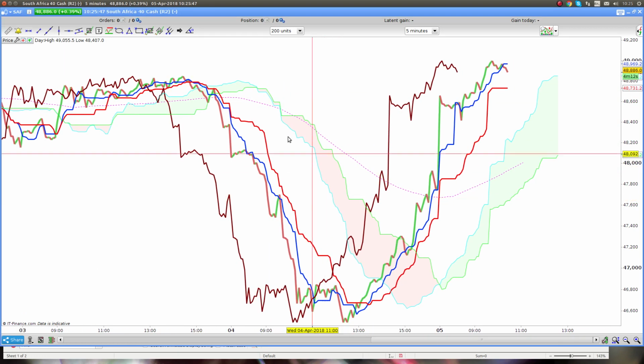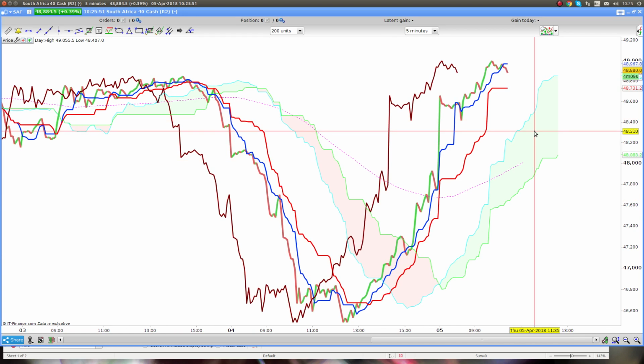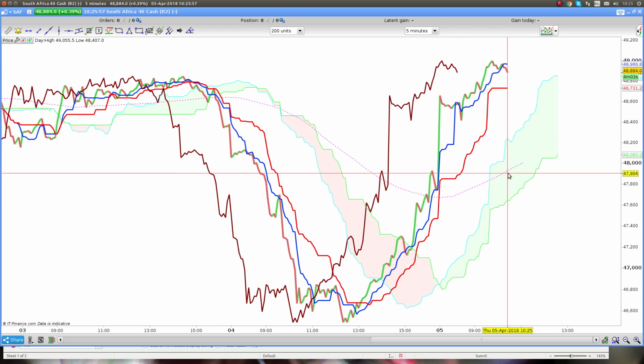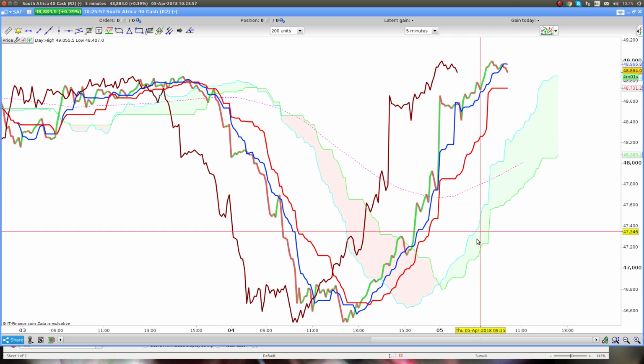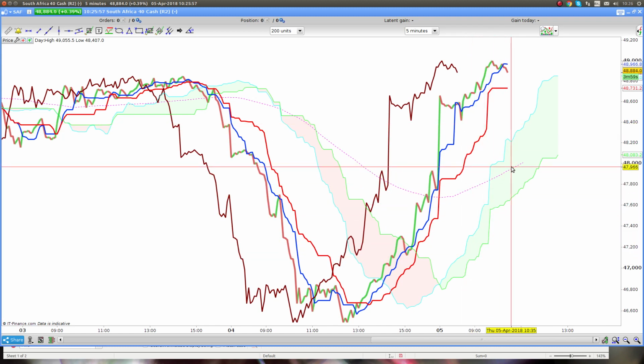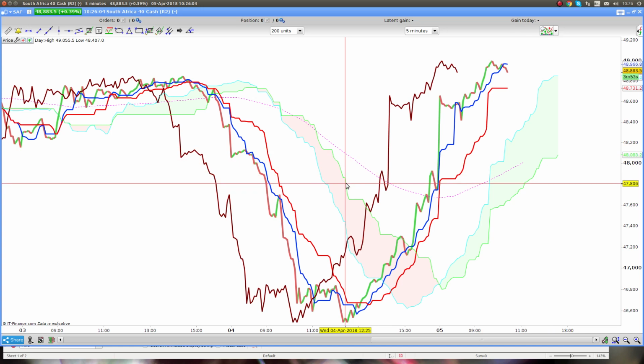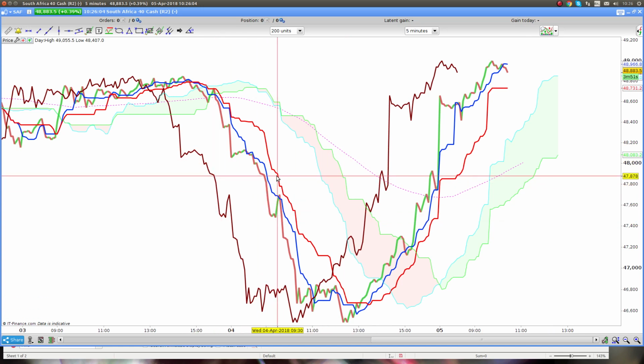Now the cloud really just gives you an indication of whether you are in a bull trend or a bear trend. You need to take cognizance of it, but it is not the most important part of Ichimoku. Then you have three lines.